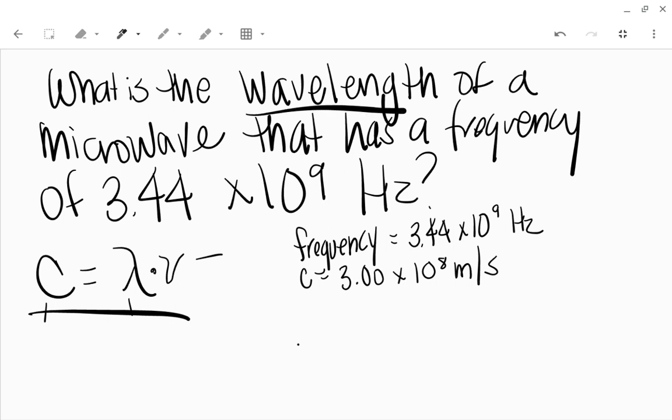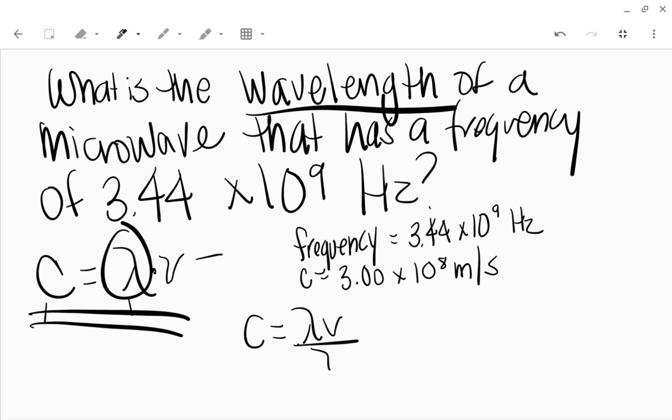We are trying to find the wavelength, or lambda. So we have to rearrange this formula in order to isolate lambda to make it easier to solve for it. And in order for us to do that, it's pretty simple. C equals lambda nu, right? And I'm going to isolate it by dividing by nu on both sides. So I'm going to rewrite it so it's lambda equals c divided by nu. And that's how I will find my answer.